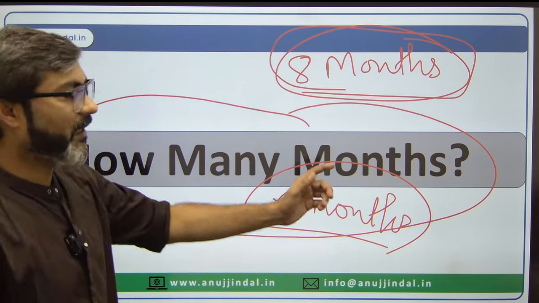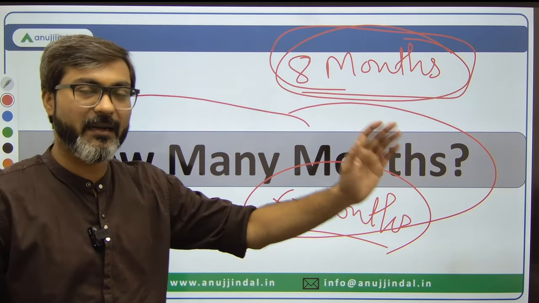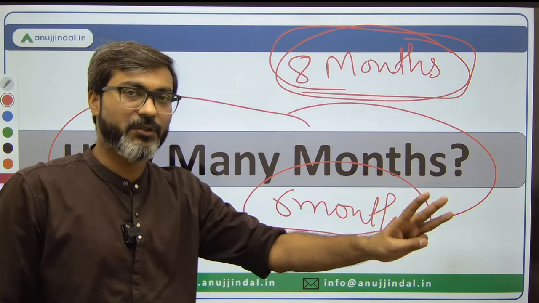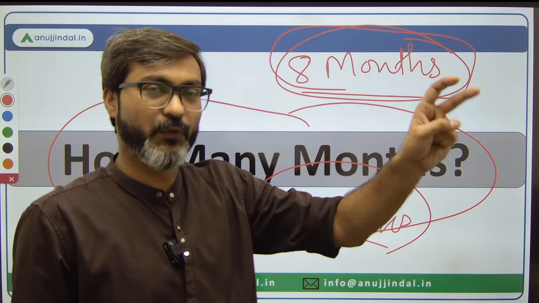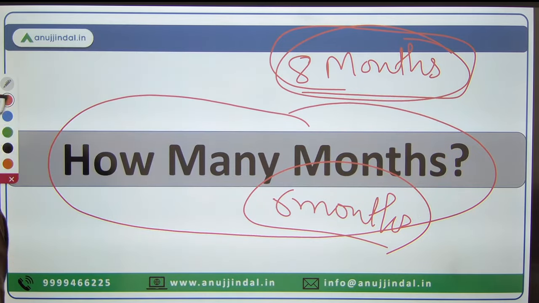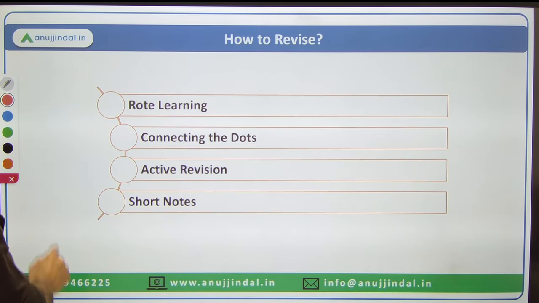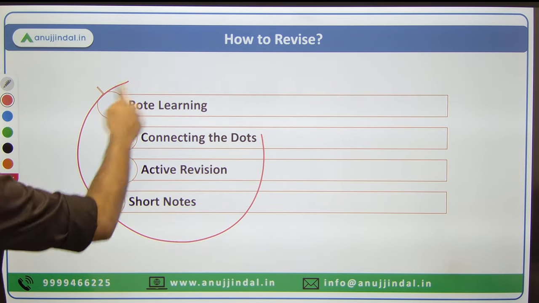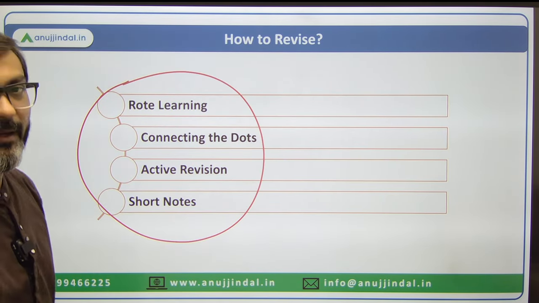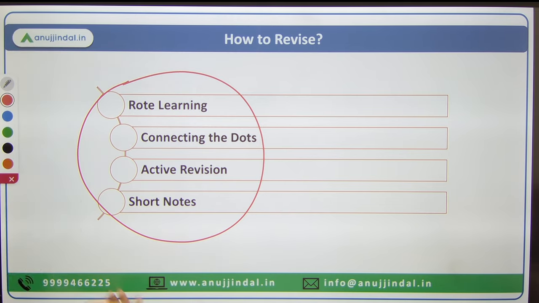So 6 to 8 months का आपको current affairs करके जाना है, general awareness करके जाना है, all the three sources: Spotlight, PIB 247 and RBI 247. All right. Now, how to revise? This is a very major question among all of you. So there are 4 ways of revising it.